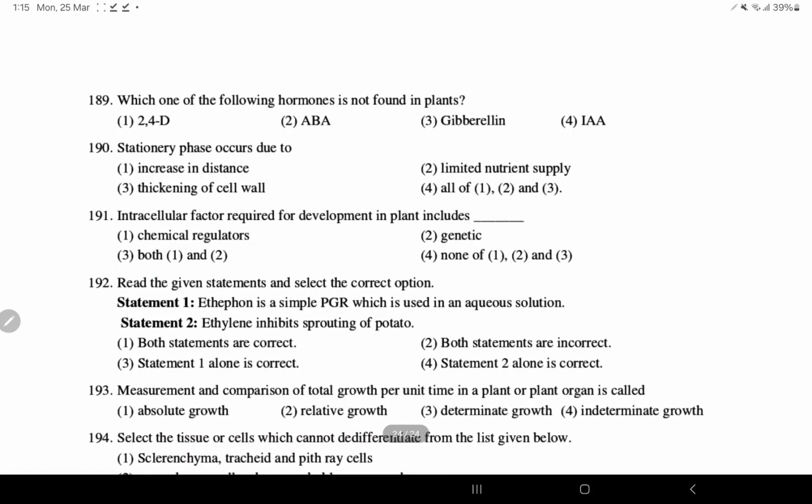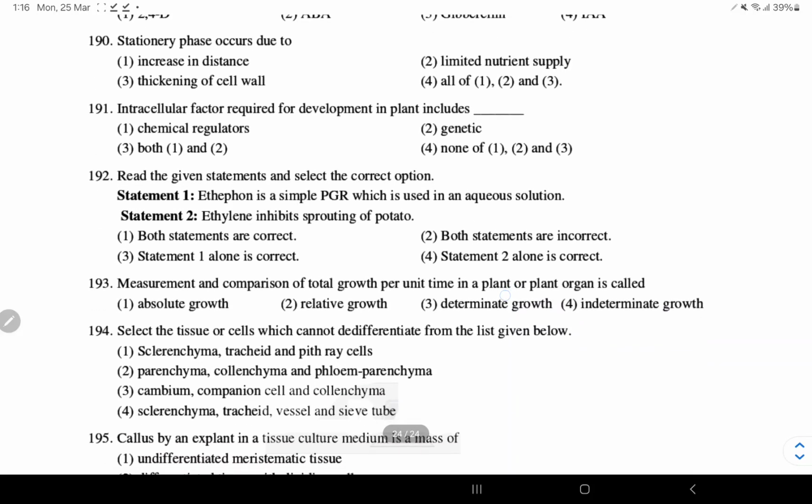Which one of the following hormones is not found in plants? 2,4-D, because it has to be chemically, artificially produced. Stationary phase occurs due to limited nutrient supply. Option 2. Intracellular factors required for growth and development of plants include genetic. Option 2.